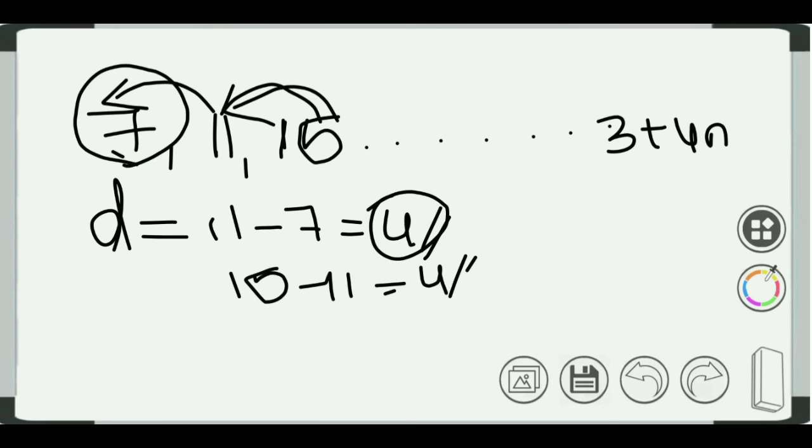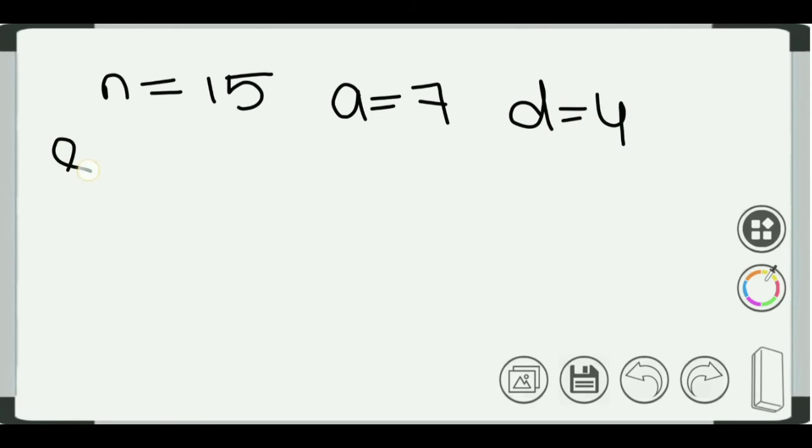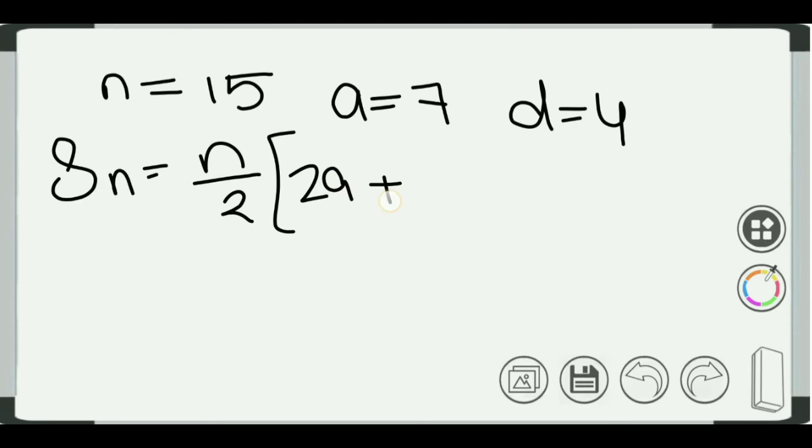First term 7. Okay. Now what we need to find? They have told we need to find the sum of first 15 terms of this AP. So you can put n is equal to 15 and you can find the sum of 15 terms. See, n is equal to 15 because we need to find sum of 15 terms. a is equal to 7. We found d is equal to 4. Now substitute in this equation. Sn is equal to n by 2 into 2a plus n minus 1 into d.